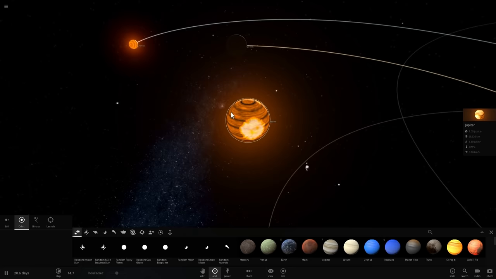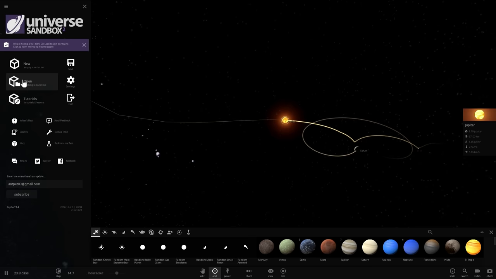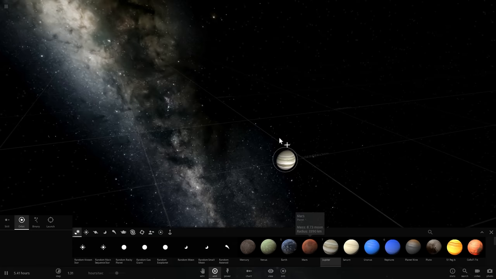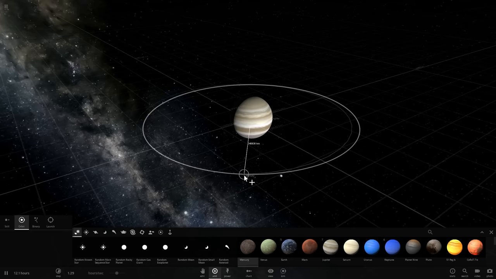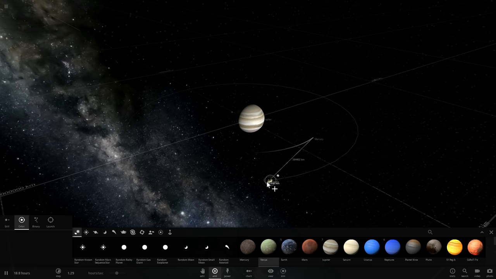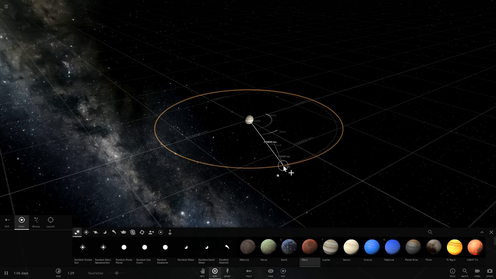Alright, well, let's try this again. Attempt number 3. Let's try this a little bit differently. Let's place Jupiter first. And now start with the smallest planet, Mercury. We're actually going to create a miniature solar system. We're going to place Mercury here. Zoom out a little bit, place Venus. Zoom out a little bit, place Earth, and now place Mars. Let's run this to see if this is stable.